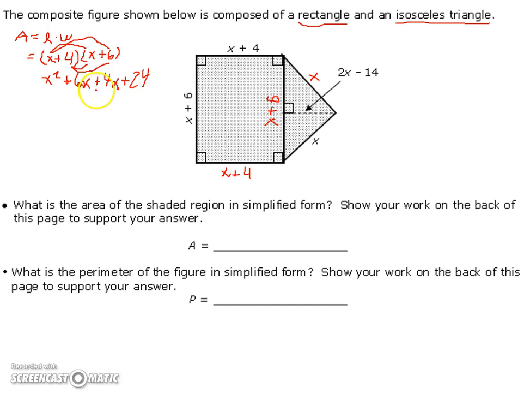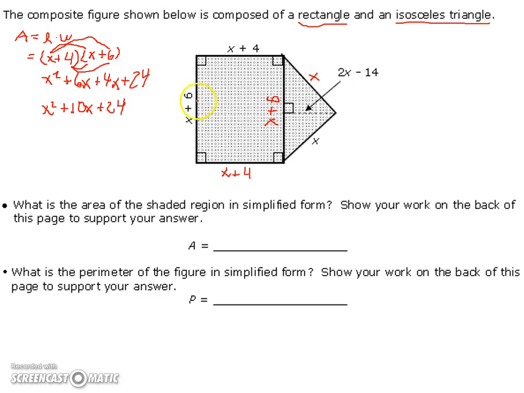Alright, so then after that, it's just a matter of combining like terms together. So here you got 6x plus 4x. So the area of my rectangle is going to be x squared plus 10x plus 24.